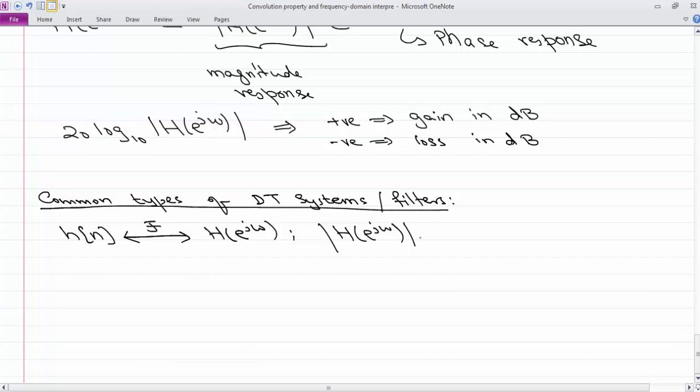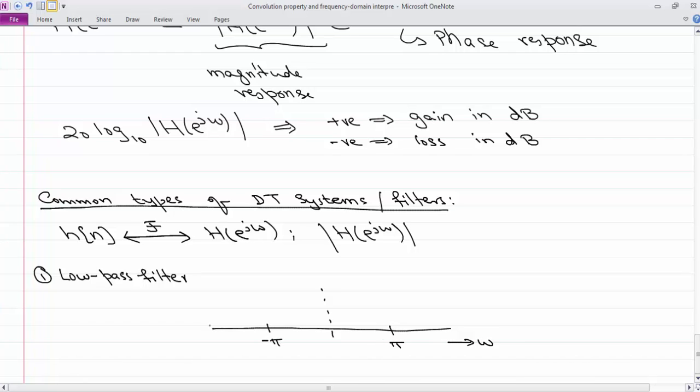So the first type of filter, it's called low pass filter. Now, what is a low-pass filter? Just like the continuous time world, a low-pass filter is a filter that passes all the low discrete frequencies. So in the discrete world, we know that, first of all, you will have periodicity after minus pi and pi.